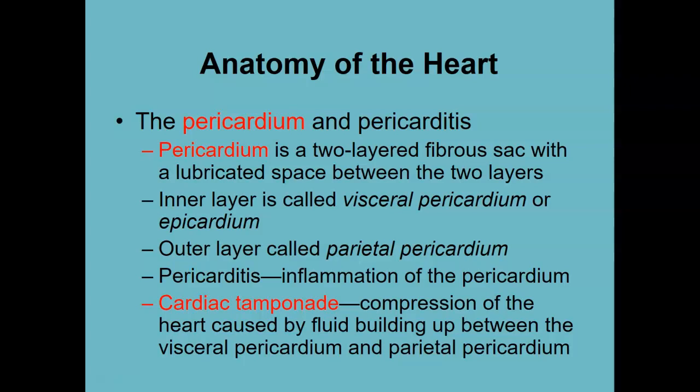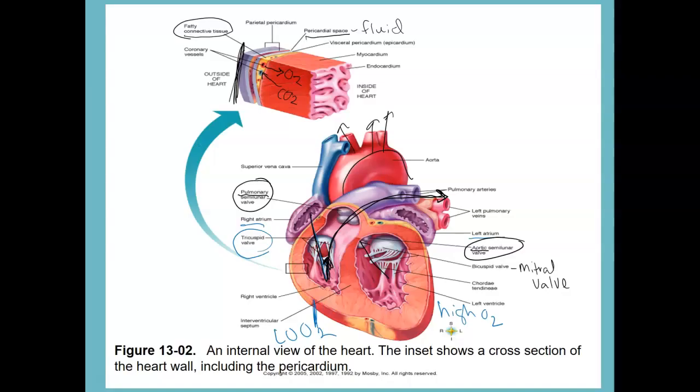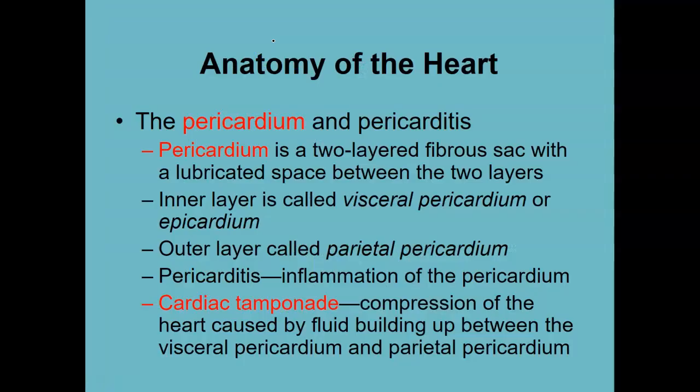So what ends up happening is the inflammation inside of the pericardium influences a buildup of fluid between the visceral and the parietal pericardium. That fluid buildup puts pressure on the heart, causing more fluid buildup to happen. And that's called cardiac tamponade. The cardiac tamponade is the compression of the heart caused by the fluid building up in this pericardial space. And so that's very dangerous because it affects how your heart functions, all right?